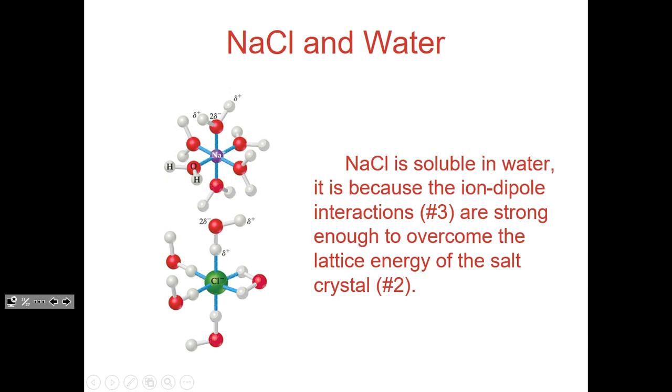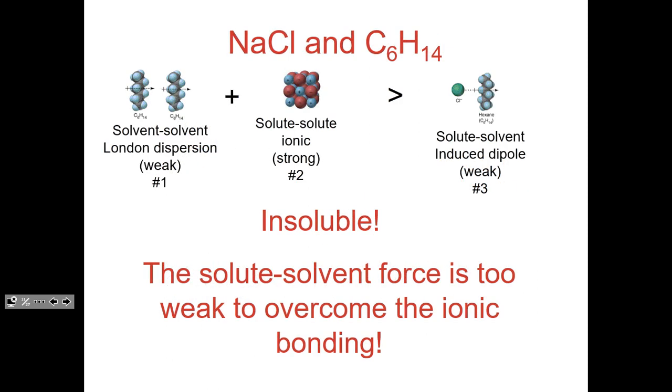that must mean that the ion-dipole attraction that's being created must be strong enough to overcome the lattice energy inside the ionic compound and dissolve it. Because we know it dissolves, we know that's happening. Now, in the case of an ionic substance with hexane, a nonpolar substance, it's insoluble. And it makes sense if you think about it.